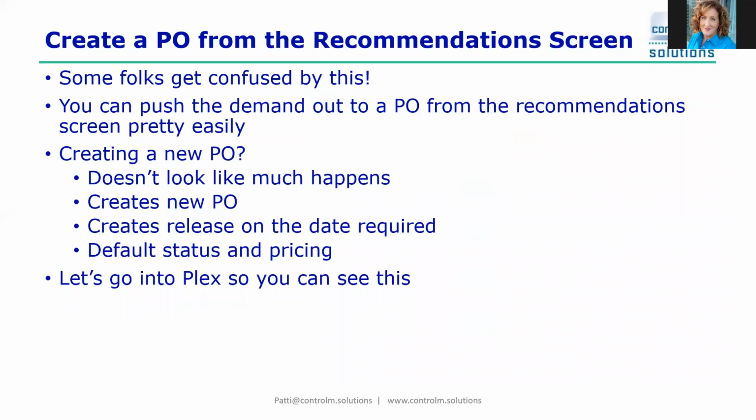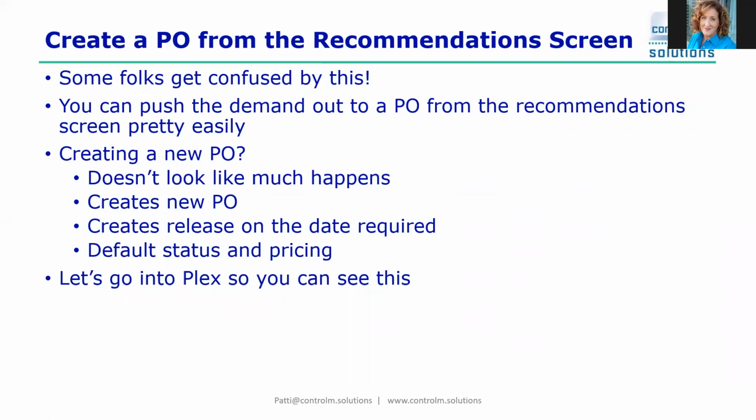Creating a PO from the recommendation screen. This is one of my favorite things to train people on, because when I do this, they're often surprised to see how simple it really is to do this. It's a bit confusing for some folks because if you click the wrong button, which a lot of people do, the system just takes you to create a new PO. And those folks are frustrated that they have to then type in the supplier, the part number, the date and quantity.